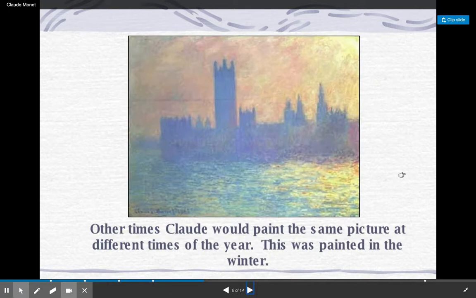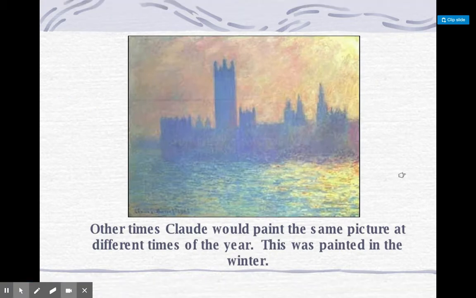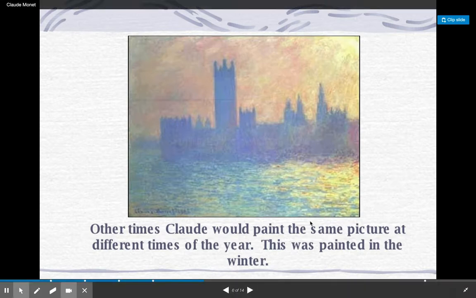Other times, Claude would paint the same picture at different times of the year. So he would paint the same landscape during the summer, winter, fall, because that also created different light and the weather created a different season. So everything would just be slightly different. So this particular image right here was painted during the winter.